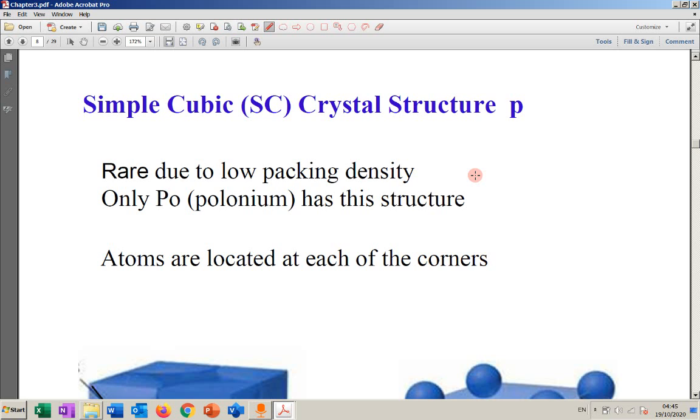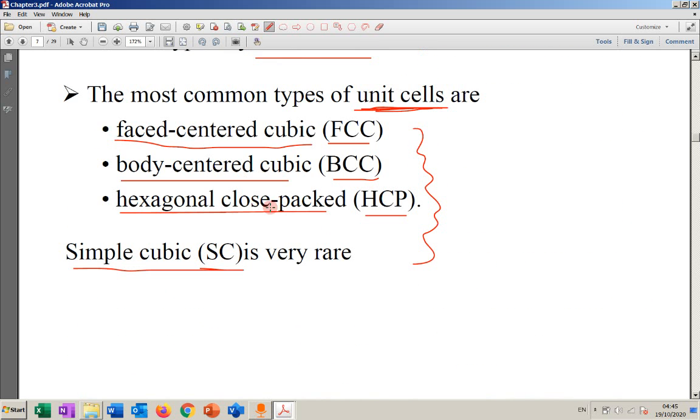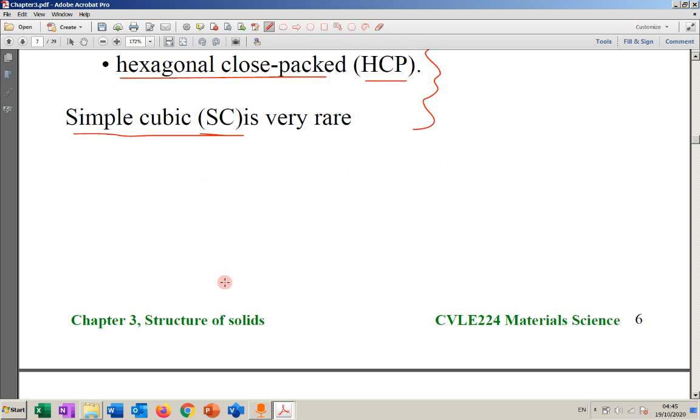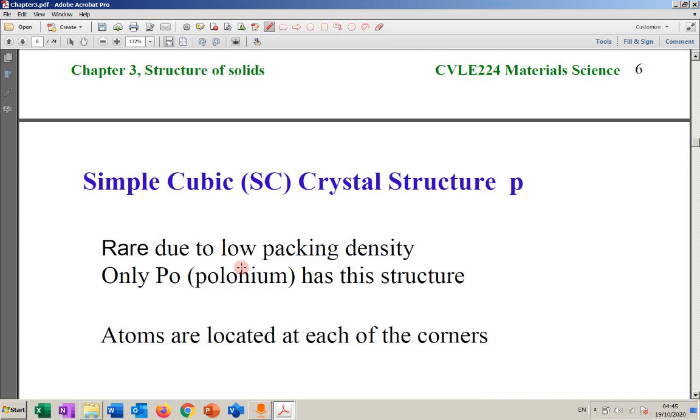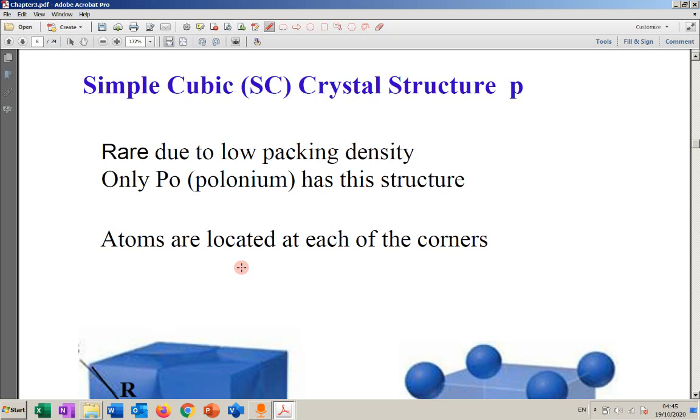In the previous video we said that metallic crystal structure will be divided into four structures: simple cubic (SC), FCC, BCC, and HCP, which are face-centered cubic, body-centered cubic, hexagonal close-packed, and simple cubic. So we'll start with simple cubic. We'll explain each of them one by one. Now we have to understand the arrangement of atoms, how they are, and some properties related to this crystal structure.